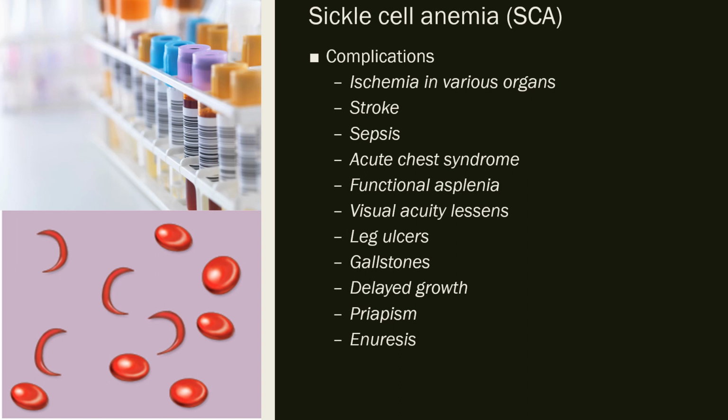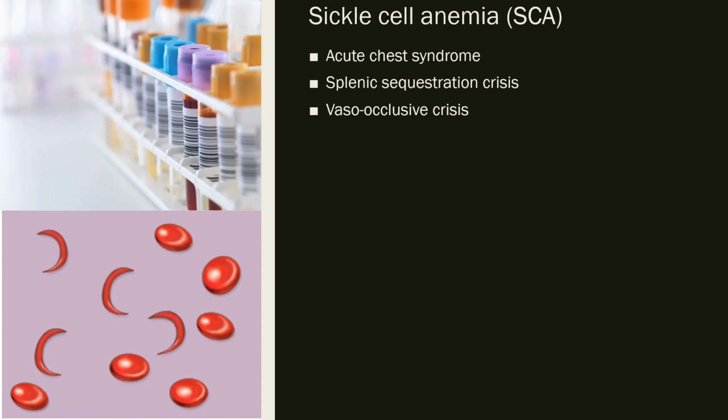The kids develop reduced visual acuity. They can get leg ulcers, gallstones. They suffer from delayed growth overall. Priapism, which is erections that won't go away, and enuresis. These are all really detrimental complications. So these are things that we really want to prevent. If we see what looks like these things, we want to start treating it immediately.